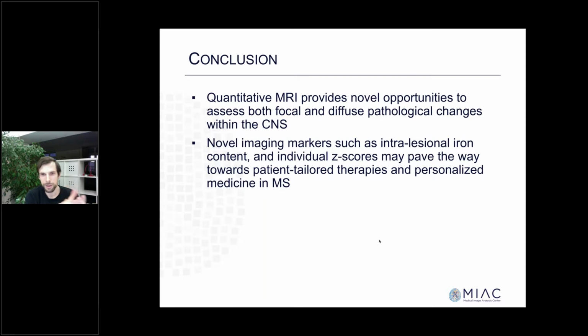And the quantitative approach helps you to see these subtle and diffuse changes, especially if you compare it to normative values or a group of healthy controls.